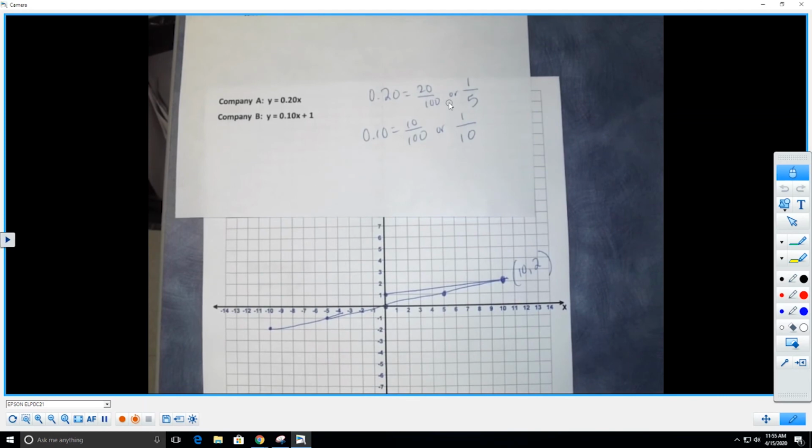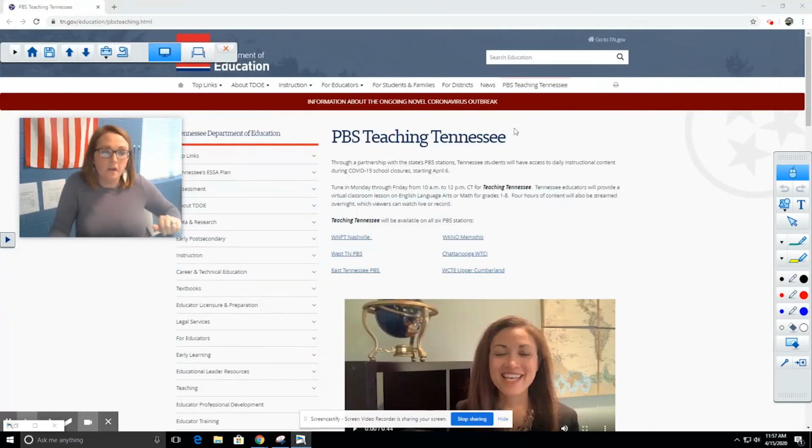Now, what does that mean in context? If you said that it would take 10 song downloads for the subscription services to cost the same, then you are right. If you downloaded 10 songs in a month, you would be charged $2 for the month in either plan. All right, guys, that was a lot today. I'm very, very proud of you. You did some great work. So today we explored solving systems of linear equations by graphing.